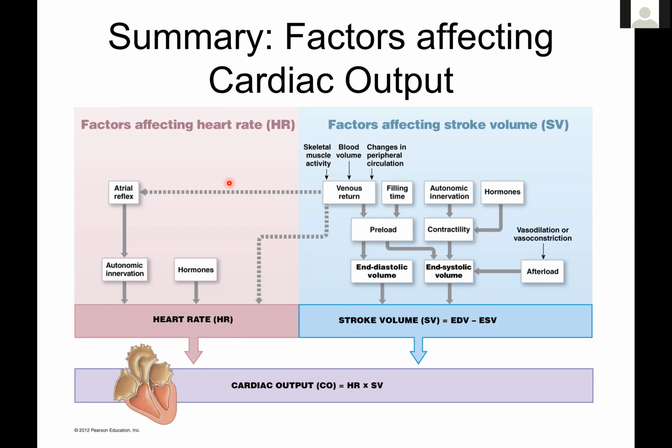And you can also break this down into heart rate versus stroke volume. So this is the time component of the equation. And over here, we have the stroke volume component of the equation. So how much is the heart allowed to fill? What's the filling time like? How effective is venous return? How hard is it contracting? Are the contractions weak or are they very strong? And that's going to change ESV and EDV as well as afterload.